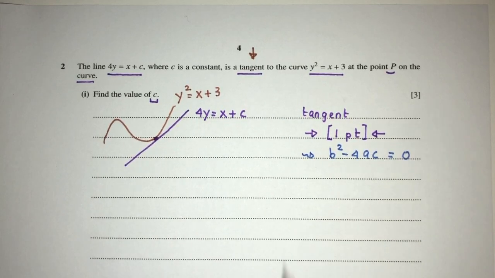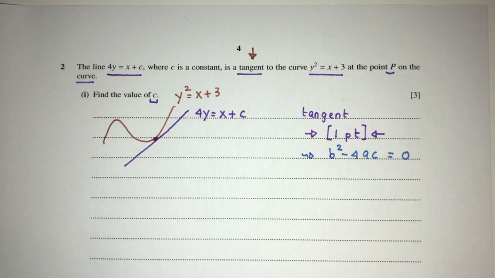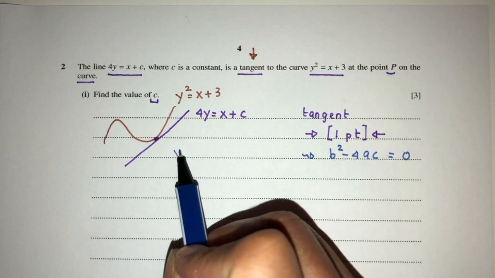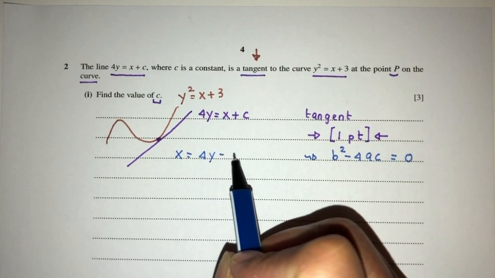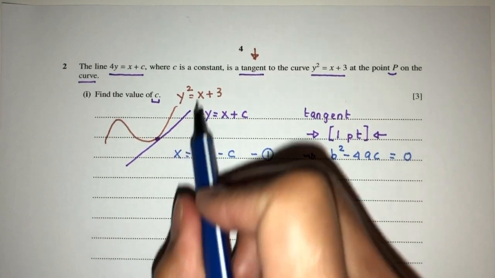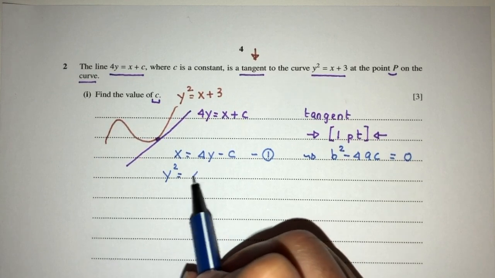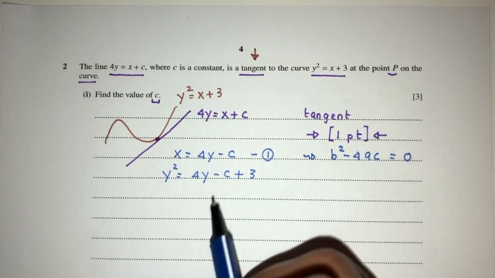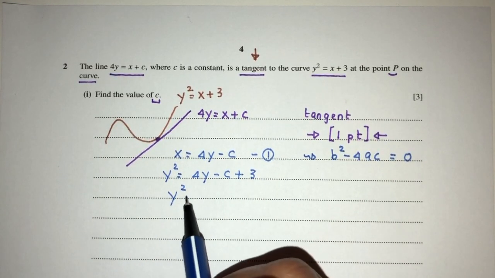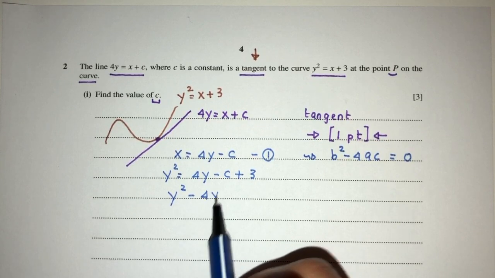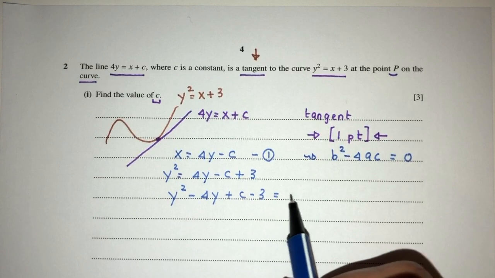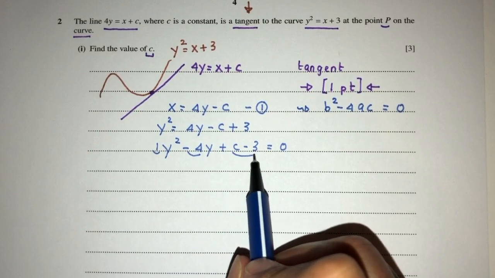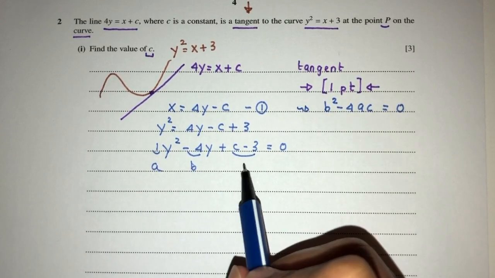And now again, as you can see, where they intersect, we are solving the equations simultaneously. So let's do that. Here we have x, so let's make x the subject. That will be 4y minus c. Equation number 1. Replace back here, you will have y squared equals 4y minus c plus the value of 3. Now send everything to one side. That will be y squared minus 4y plus c minus 3 equal to 0. Now simplify. This is the value of 1, this is minus 4, and this is the value of c minus 3. This is a, b, and c.